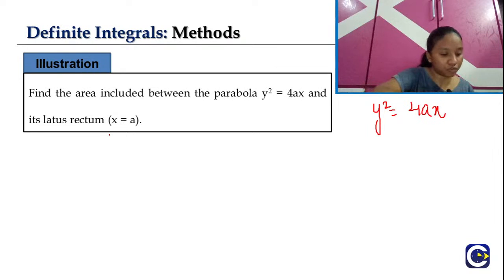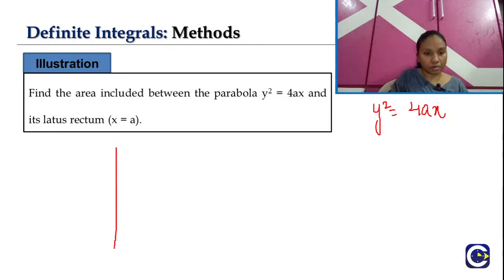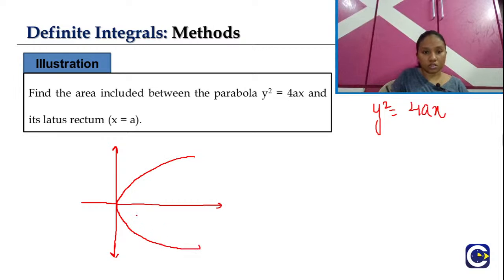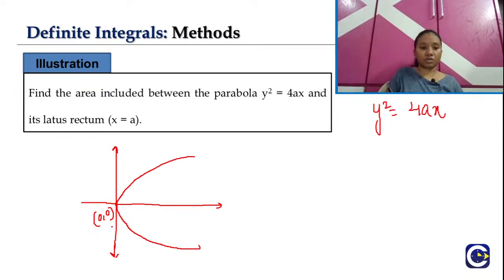Have you guys plotted the graph? Let's see what the curve looks like for our parabola. We know how the parabola will be. My parabola will be something like this, because my parabola touches the origin, x0 and y0, right?